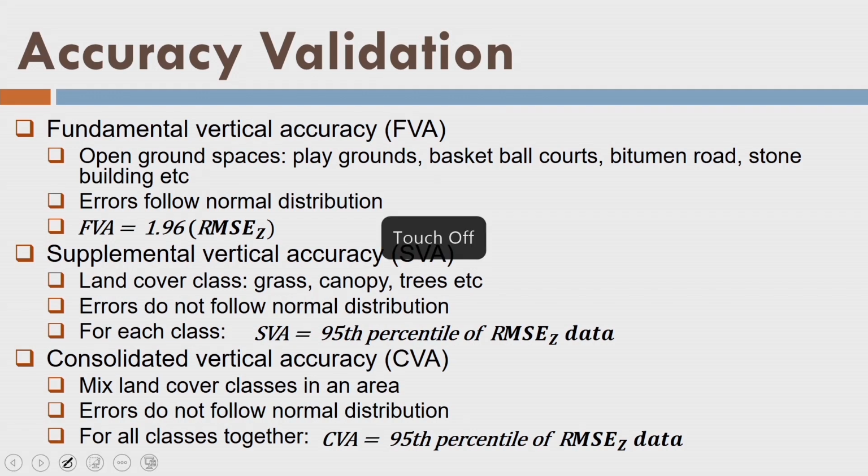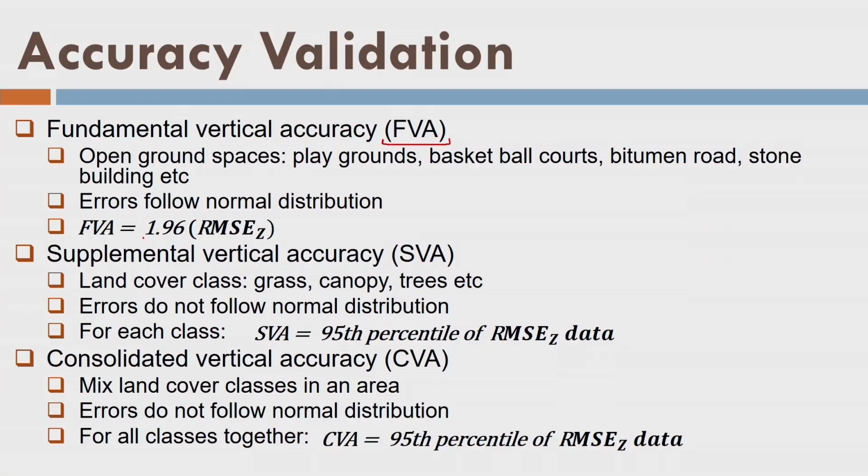The first is the fundamental vertical accuracy. Fundamental vertical accuracy is determined on surfaces which are horizontal as well as flat, like concrete surfaces, rooftops, stone surfaces, plain ground, basketball courts and so on. The error on such surfaces follows the normal distribution. So, what will I do now? I take such areas, collect GPS points and find out RMSE-Z. Now, using that RMSE-Z, I will report fundamental vertical accuracy by this logic. That means, I am reporting the 95% error or accuracy.